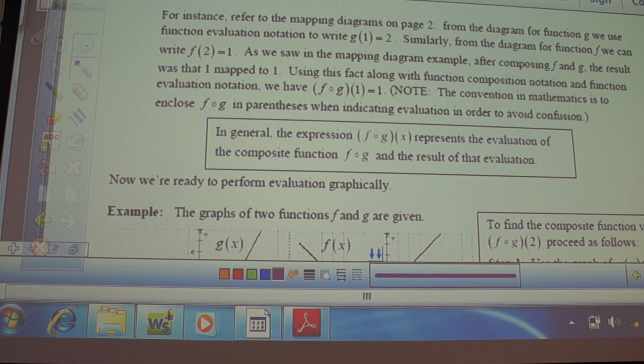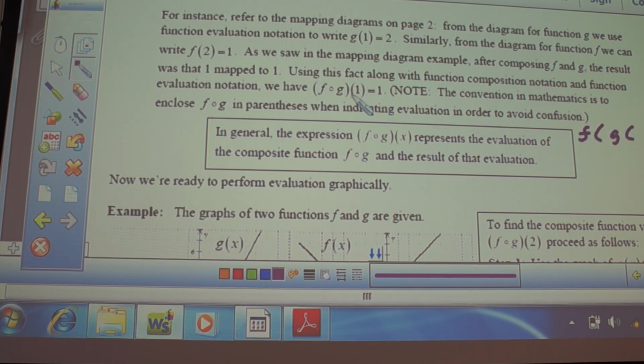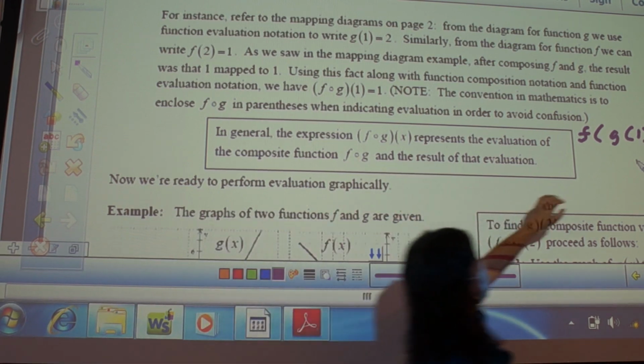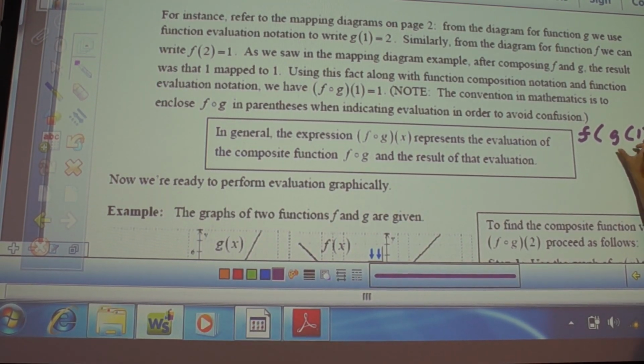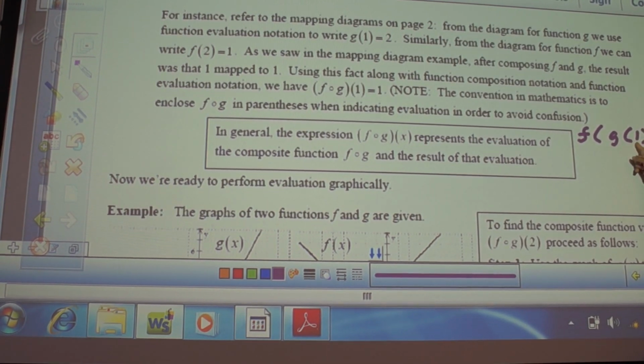Okay, and again, I would suggest that you just automatically take the f of g and turn it into this: f of g of, and then if it's of 1, then it'd be like that. So here you know that you do g first. You put 1 into g to get the, so remember here, x is my 1.